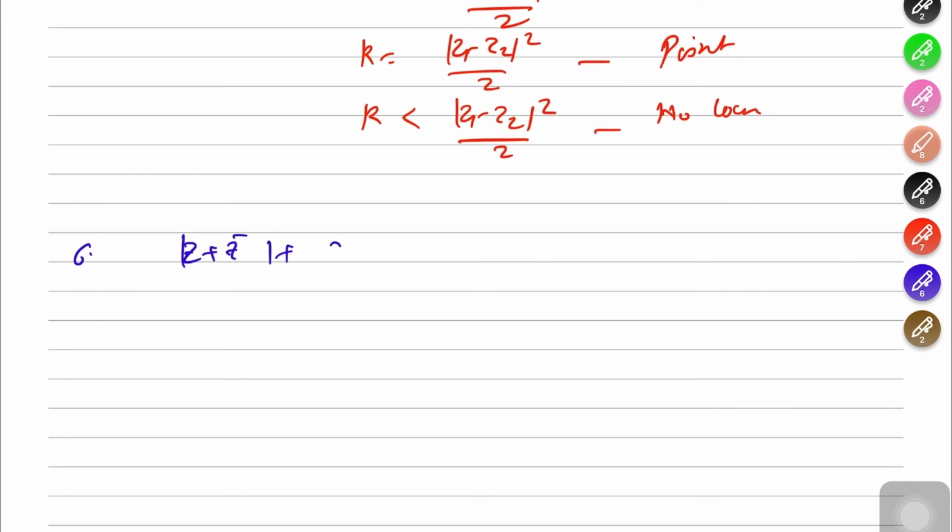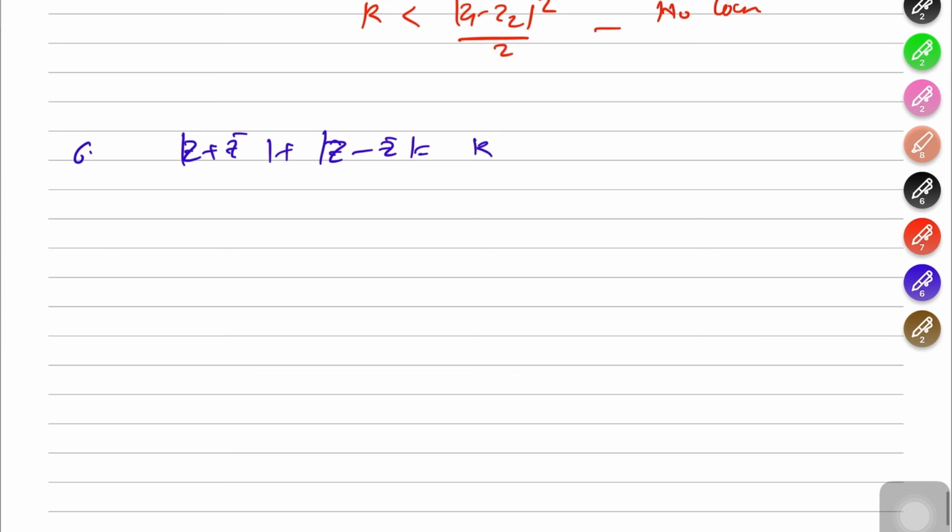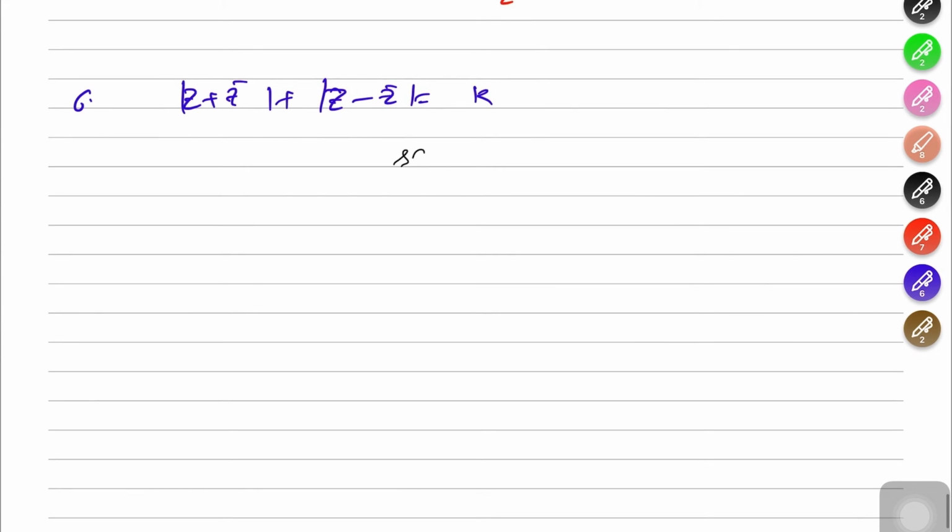And let's see the sixth one. |z + z̄| + |z − z̄| = k. Basically, it's not a new thing. z + z̄ is just 2x. In this case, the locus of z is a square with center at origin. The center of the square is the origin.